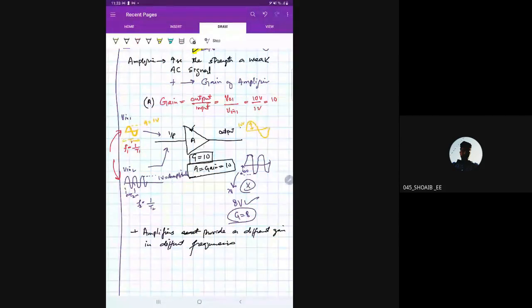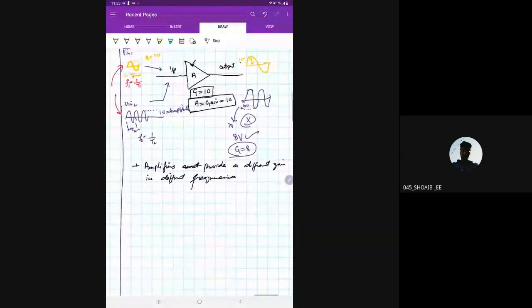One amplifier could give you a good gain in one frequency, maybe this amplifier will not give you a good gain in another frequency. Okay, it will not give you good gain at another frequency. Now see, we have a different plot which is known as gain versus frequency plot.